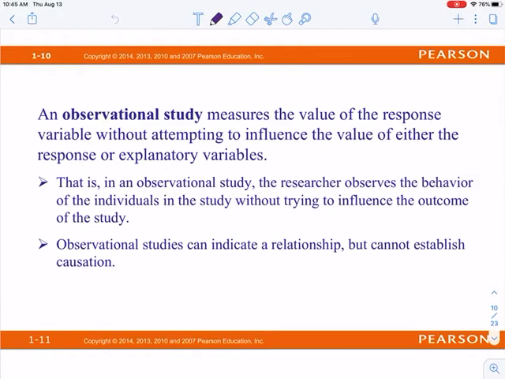An observational study measures the value of the response variable without attempting to influence the value of either the response or the explanatory variables. That is, in an observational study, the researcher observes the behavior of the individuals in the study without trying to influence the outcome of the study in any way, shape, or form. Observational studies can indicate a relationship, but they cannot establish causation, meaning you can't establish if one thing caused another to happen.